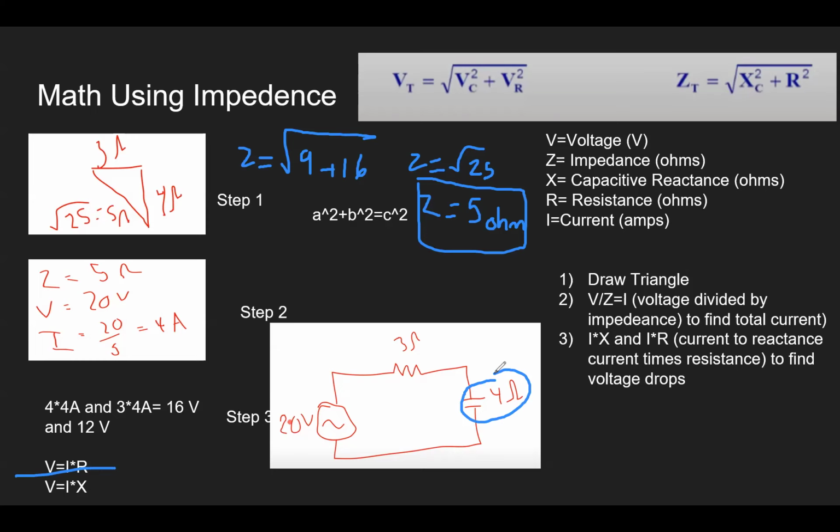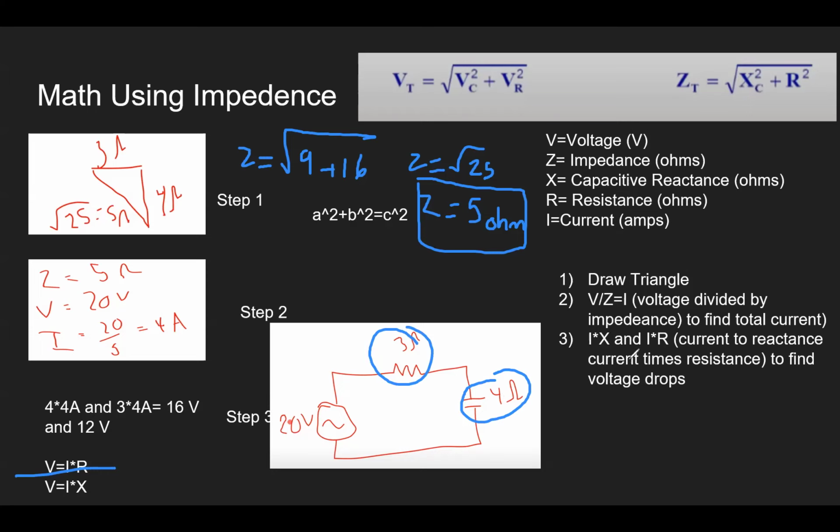So the third thing we would do for this problem is once you solve for impedance and solve for total current, you can now solve for the voltage drops. The way you would do that is I times X and I times R, where X is your reactance and R is resistance. So essentially there are 2 voltage drops in this circuit. There's a voltage drop with the 3 ohm resistor and a voltage drop with the 4 ohm capacitor.